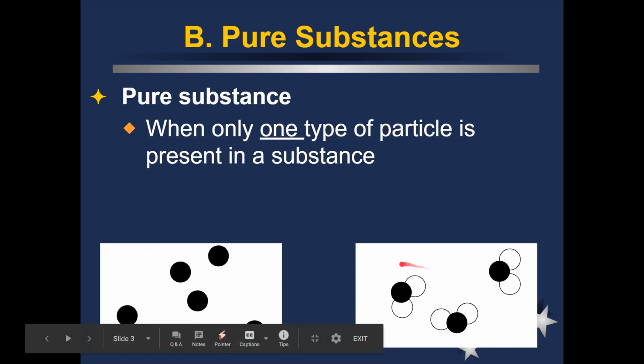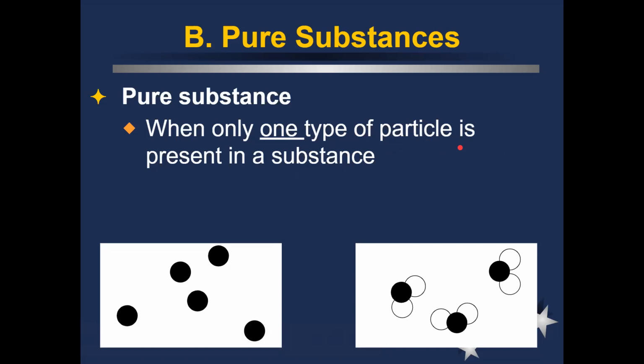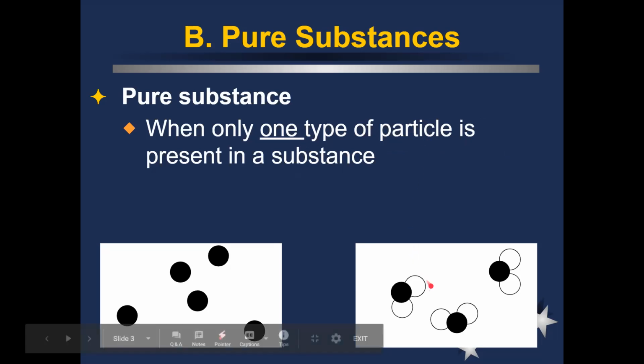But this is the only type of particle in here. If we were to expand this picture out, if we had a pure substance, every single particle would look like the identical twin of these guys. So that's what we mean by one type of particle. We don't mean only one type of atom, right? Because this pure substance has white and black atoms, but they're bonded together in these particles. So if this type of particle is the only one that's in our substance, it is a pure substance.